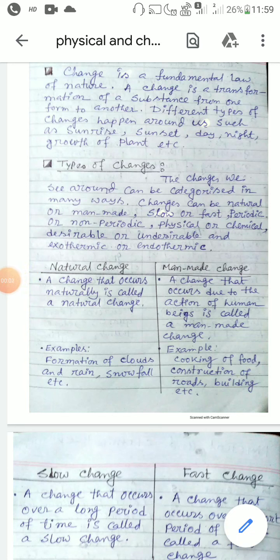Today I'll discuss ICSE class 7 chemistry. The topic is physical and chemical changes.